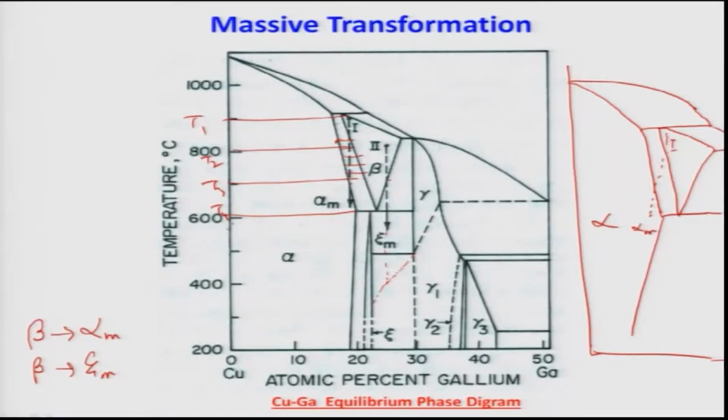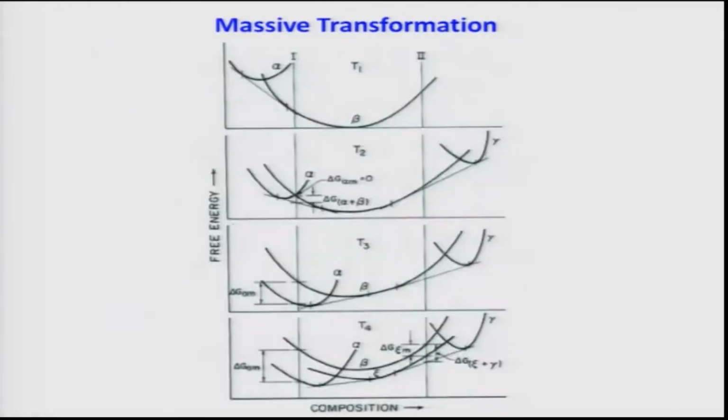Now, let us go to the next slide which I am showing you just now. At T1, as I said, beta is a stable phase. You can clearly see that beta is a stable phase. Beta is at a lower position than alpha. But at T2 obviously there are 3 phases existing as the composition profile shows: alpha, beta and gamma, and 3 such inverse parabolas are drawn corresponding to alpha, beta and gamma.